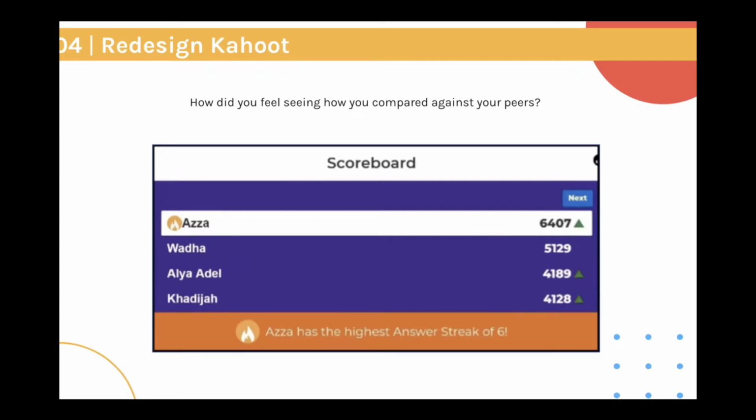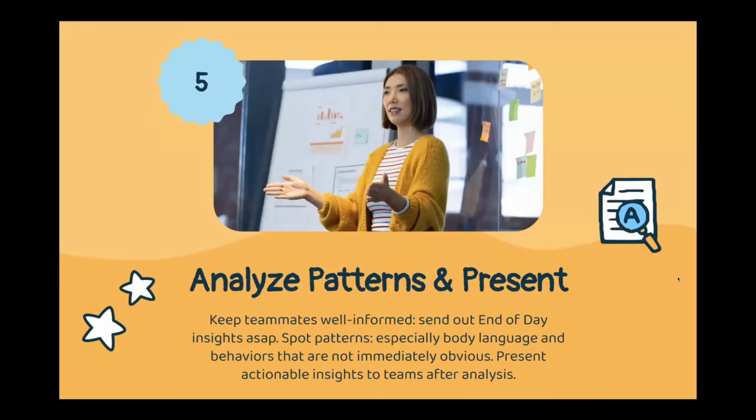They loved Kahoot. And then afterwards, we showed the scoreboard at the end of Kahoot and asked about how they felt seeing how they compared against their peers. So we were able to have that fun experience together, and then dig deep into one screen or one feature of this particular product, Kahoot, and understand those thoughts and bring those insights into iReady.